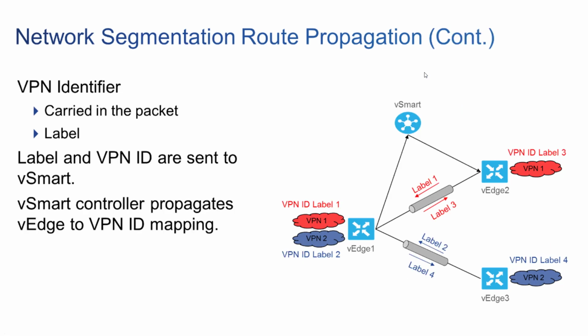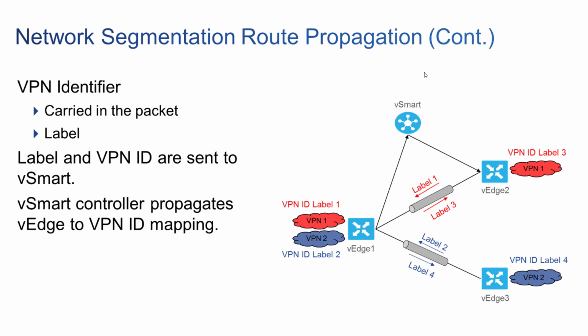Now, to propagate the routing information across the network, we use that VPN ID to identify the VPNs. The VPN ID itself is actually carried inside the packet that identifies each VPN on the link. When we configure a VPN on the vEdge router, the VPN has a label that gets associated to it. And then the vEdge router sends that label along with the VPN ID to the vSmart controller. It's up to the vSmart controller then to propagate that vEdge to VPN ID mapping information to all the other vEdge routers in the SD-WAN fabric.